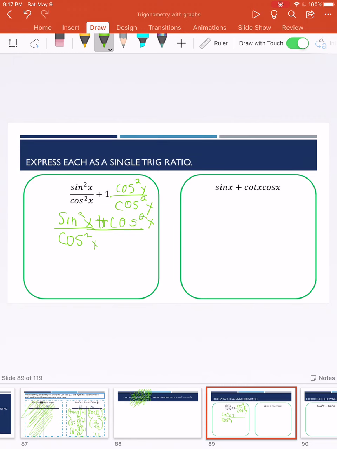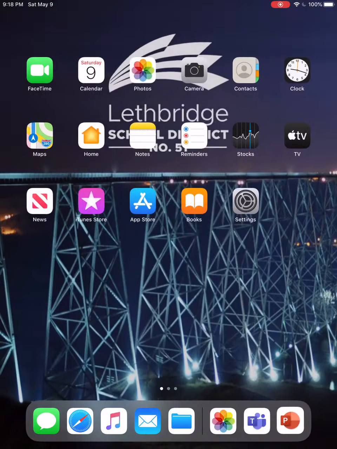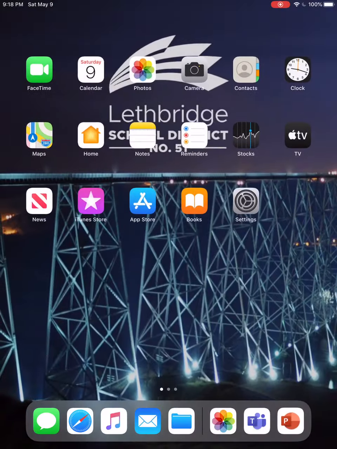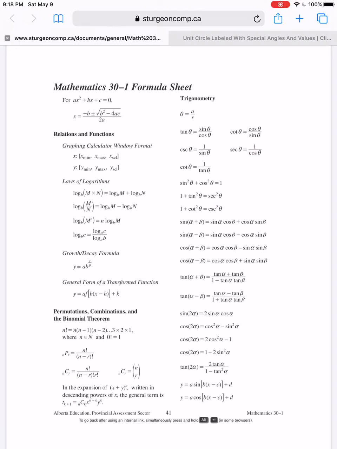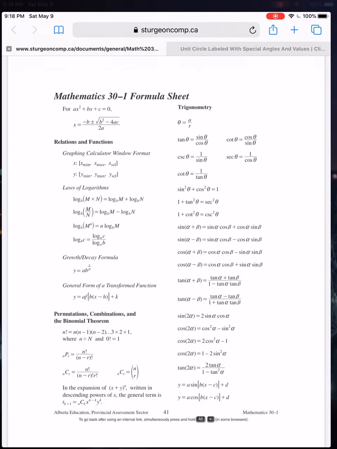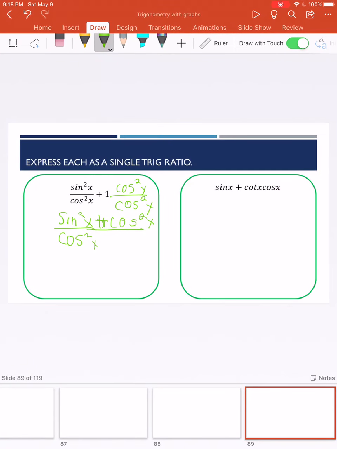So obviously my common denominator is cos squared x, so I'm just adding those numerators. That doesn't look like a plus sign, but it is. So I have sine squared x plus cos squared x all over cos squared x. So let's go to our formula sheet and see if we see that anywhere. Do you see sine squared x plus cos squared x? It's the 1, 2, 3, 4, 5th row down. Sine squared theta plus cos squared theta equals 1. So that means we can replace this numerator with 1 because we know it equals 1 because of our formula.